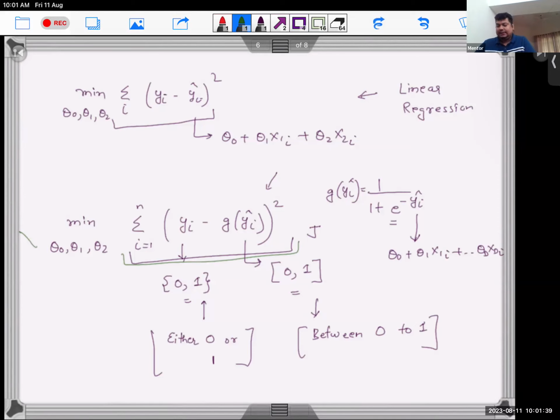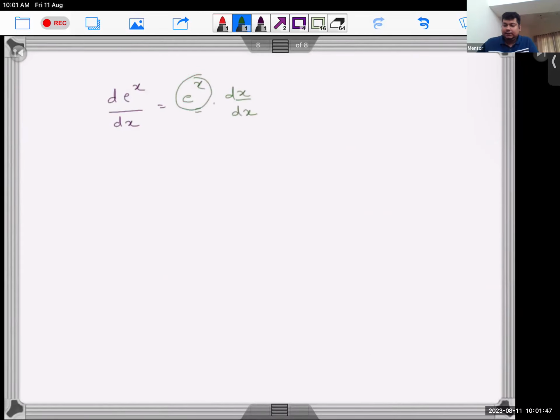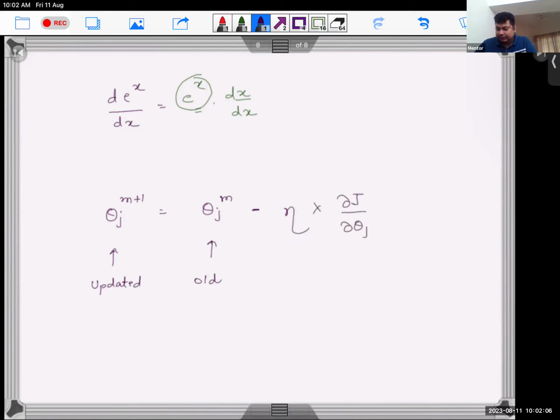But some of you may ask, sir, I can still use gradient descent. The answer is yes. See, how does gradient descent work? Gradient descent says that the updated value of any parameter is nothing but the old value, minus eta, the learning rate, times the gradient, right? Yes or no?